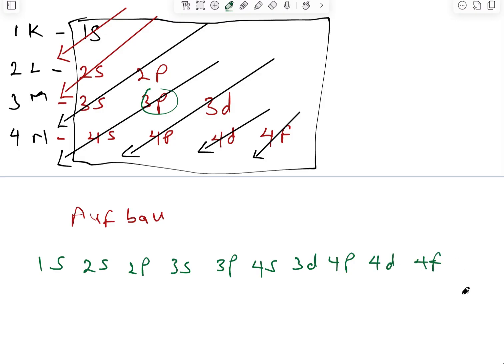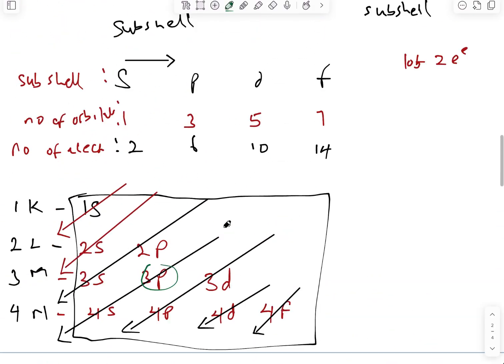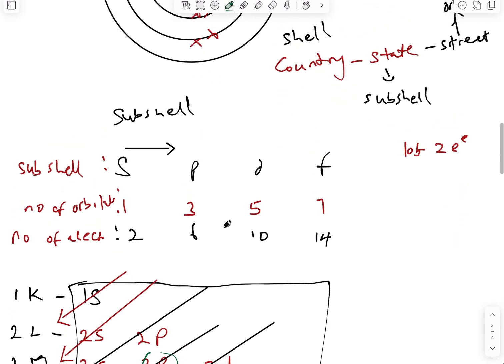Now, this thing is actually in increasing orbital level. That implies that 1s is a lower energy orbital than 2s. So the orbital energies are increasing from 1s to 4f. According to Bohr's principle, we must fill each of these completely before we go to the next one.